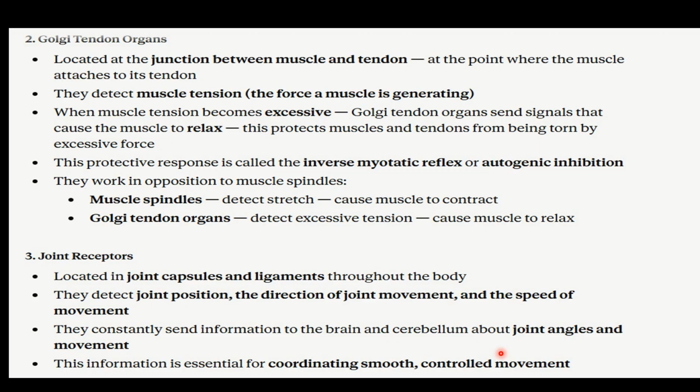Clear? Now the third one is the joint receptor. As its name suggests, it is located in the joint capsule and ligaments throughout the body. They detect joint position, the direction of joint movement and the speed of the movement. They are constantly sending information to the brain and cerebellum about the joint angles and movement, and this information is essential for coordinating smooth, controlled movement. Clear? So I think this part is clear.